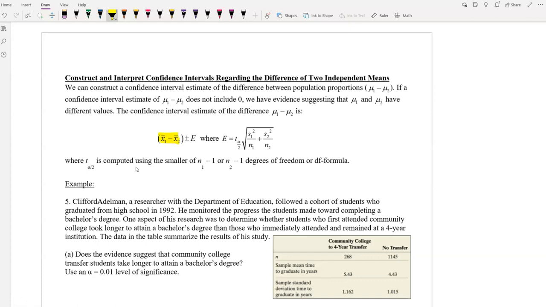So we need to know what the margin of error is. That is equal to T multiplied by the square root of, so this is the critical value, T alpha over 2 multiplied by the square root of standard deviation squared divided by sample size for both populations. So we have standard deviation 1 squared divided by sample size 1 plus standard deviation for the second group squared divided by sample size for the second group.